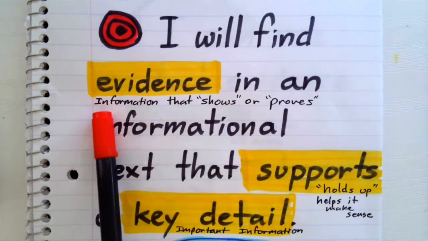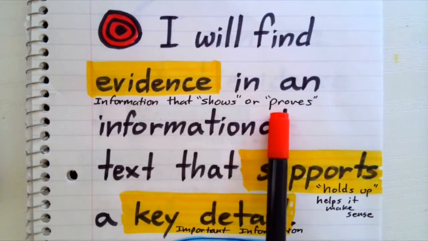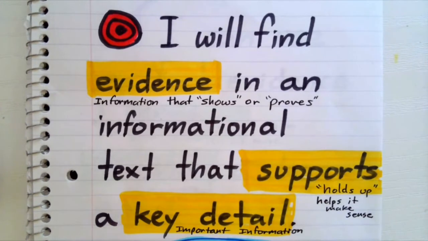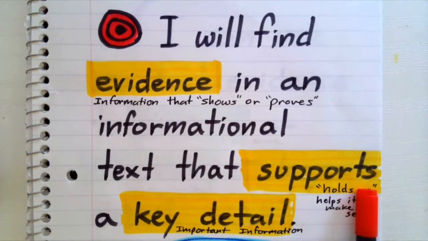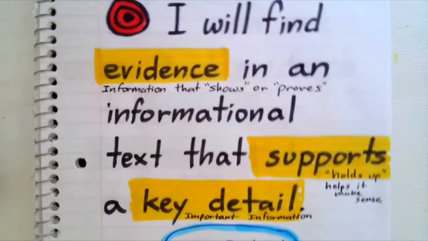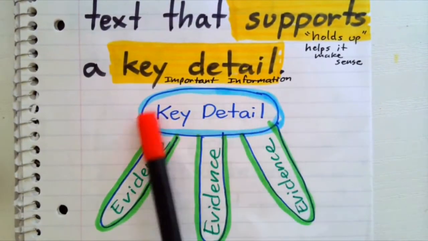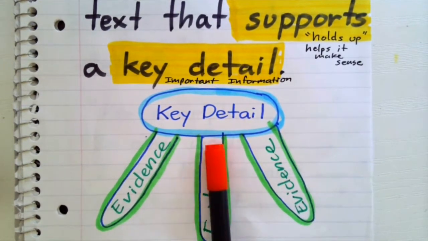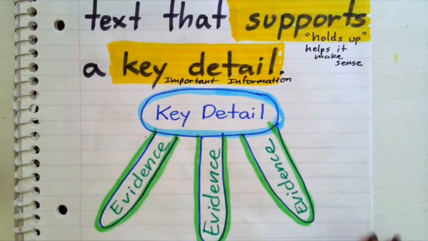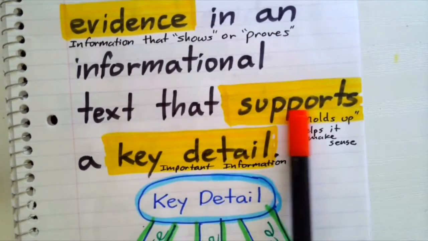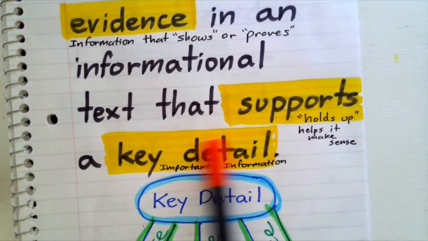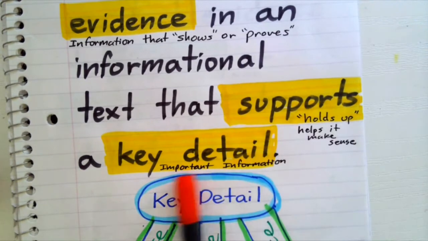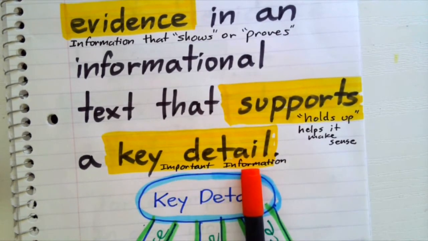Evidence is information that shows or proves something is true. What does it mean to support something? This stool, which is a tiny seat you might sit on, is supported by 3 legs. The legs hold it up and hold it in position. Information that supports a key detail helps that key detail make sense. Key details are important information that you must use to explain what a text is talking about.